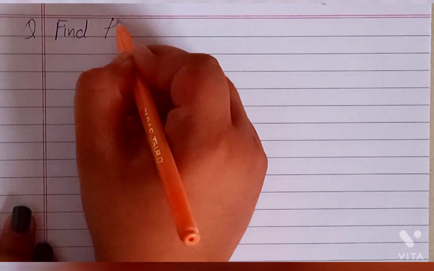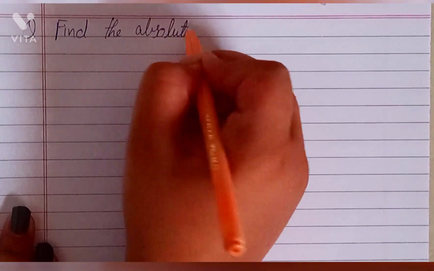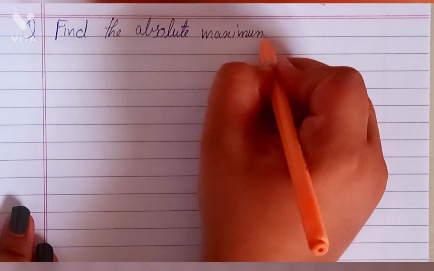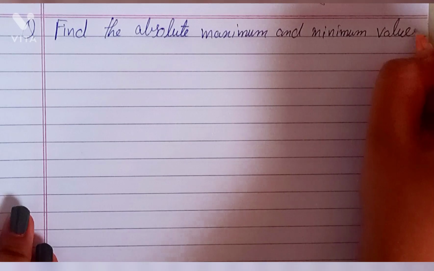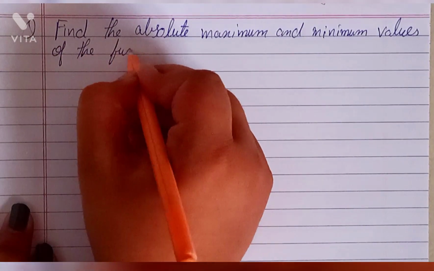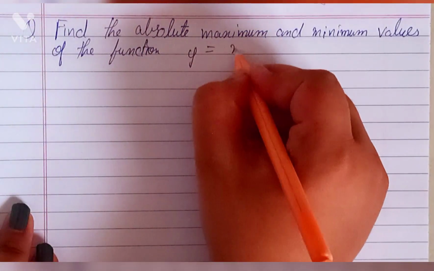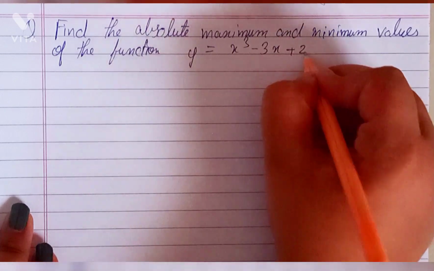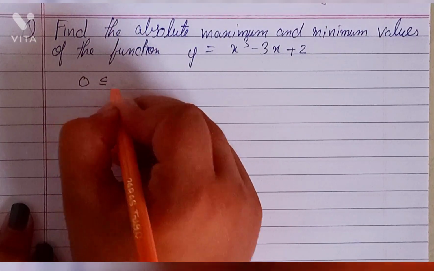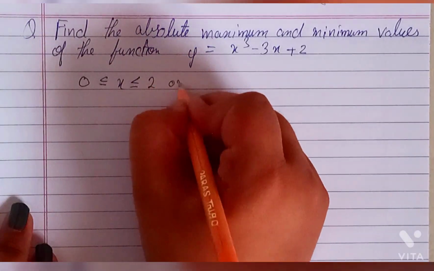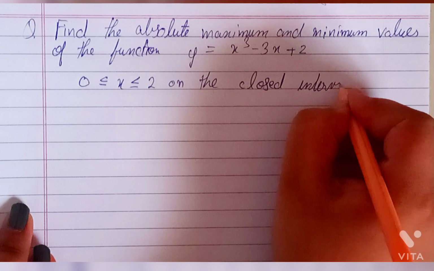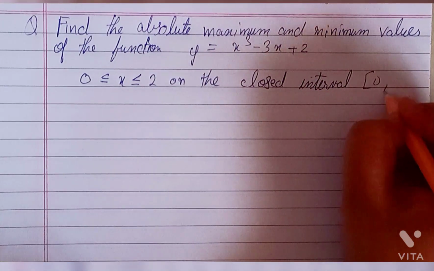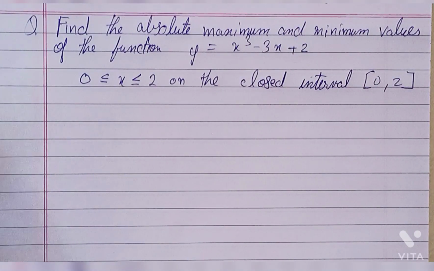Now let's see another question, that is: find the absolute maximum and minimum values of the function y equals x cube minus 3x plus 2, from 0 less than or equal to x less than or equal to 2, on the closed interval 0 to 2. So both mean the same thing.